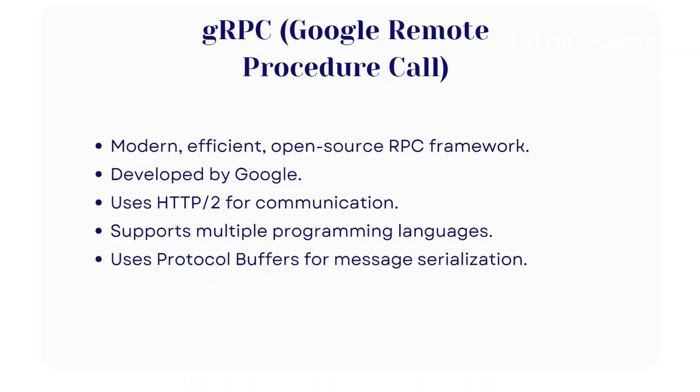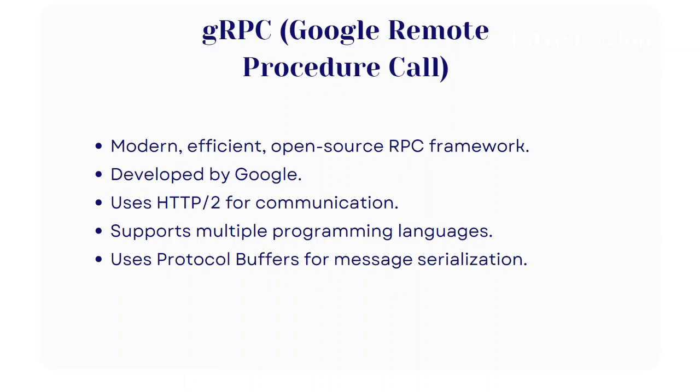gRPC uses HTTP2, which offers features like multiplexing, that is multiple requests over a single connection, and server push, which results in improved performance. And in gRPC, bidirectional streaming is used. So client to server or server to client streaming is allowed here. This means that client and server can send multiple messages back and forth in a single connection. And gRPC supports multiple programming languages.